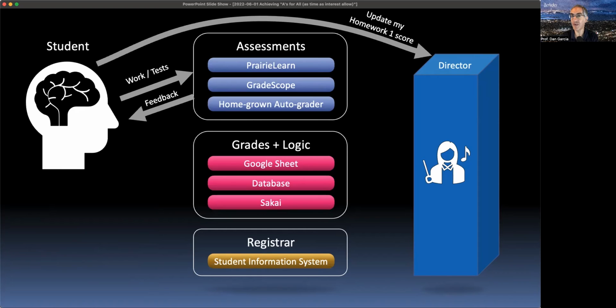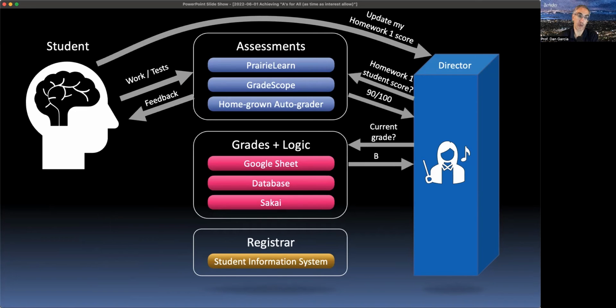The student, once they're finished with their homework 1 score, let's say they do very well, pushes a button that updates the homework 1 score to the director. The director says to the assessment group, what's the homework 1 score? That's student homework 1 score. They say 90 out of 100. They say, that's great. Then that goes to the grade logic and says, what's the current grade? It says, well, the student currently has a B.